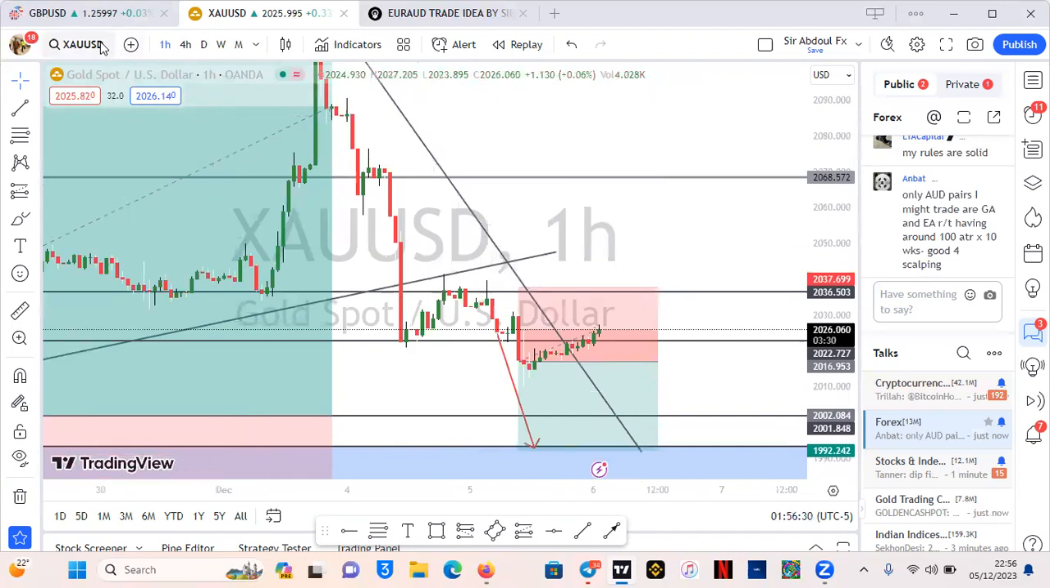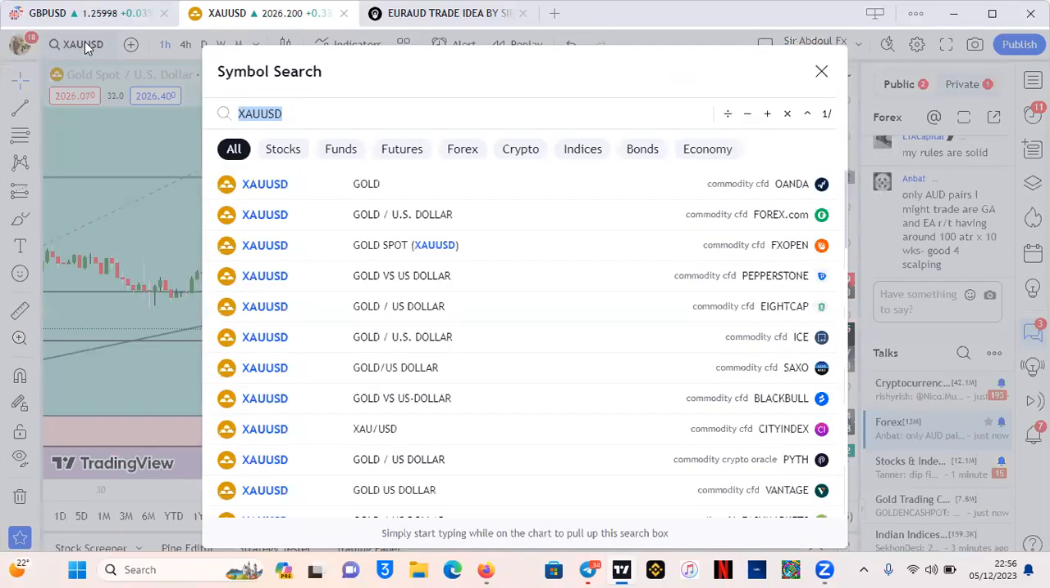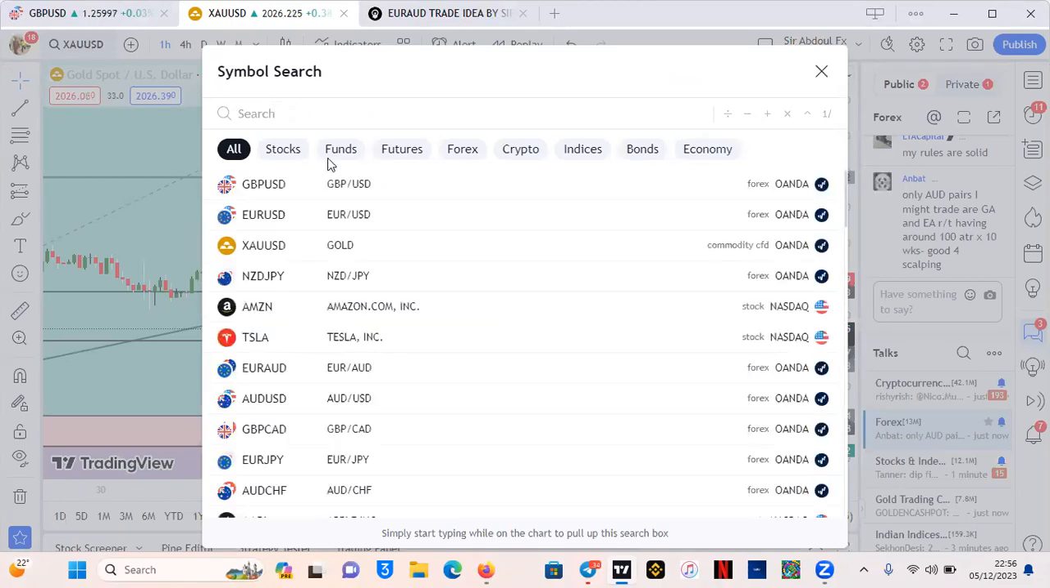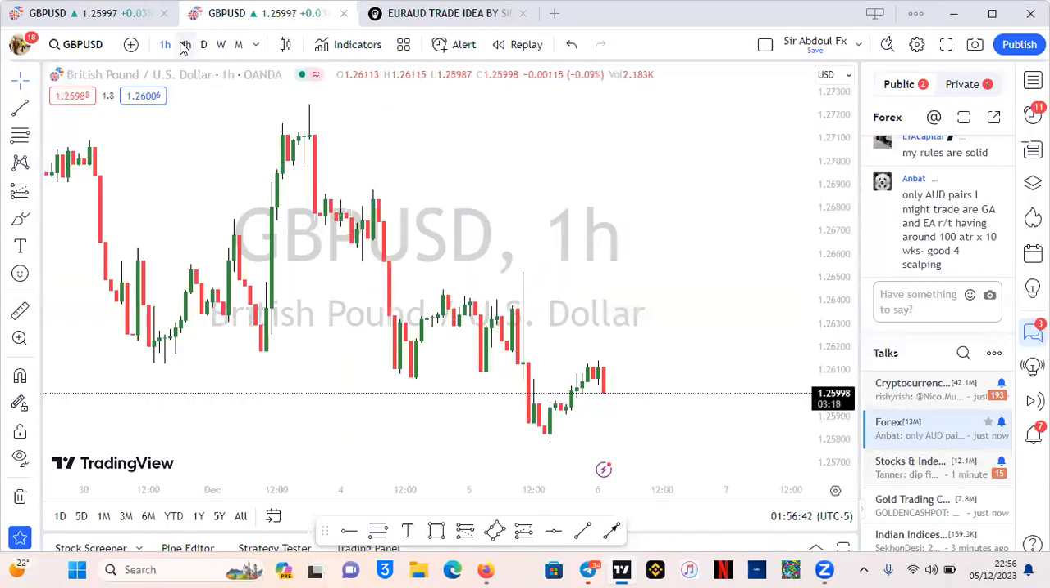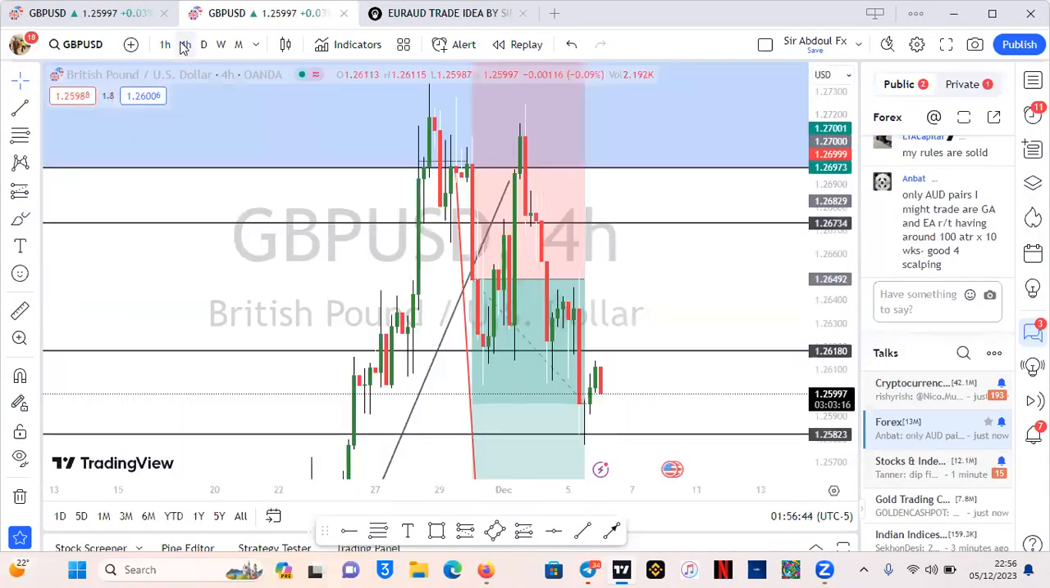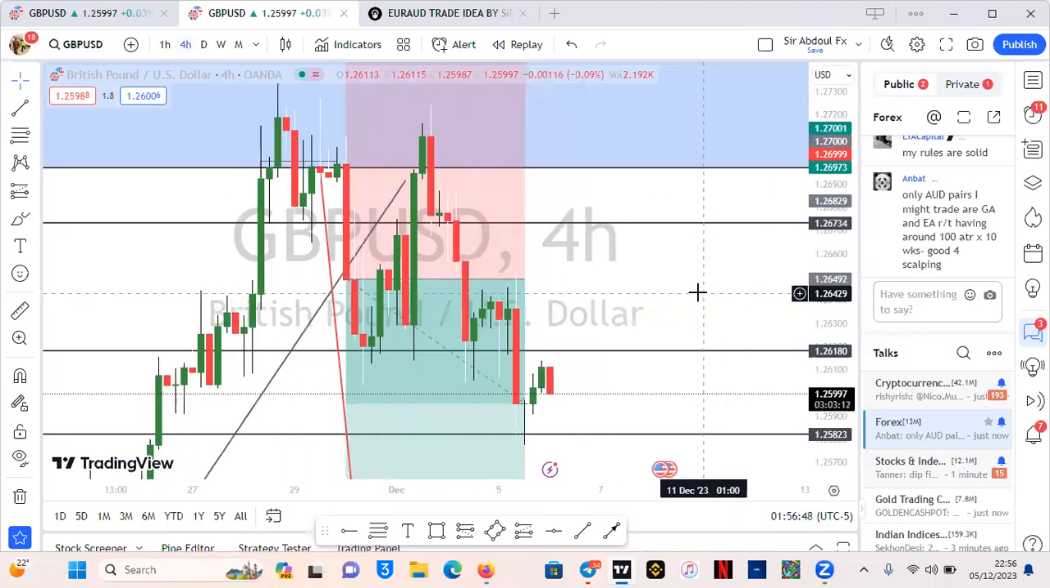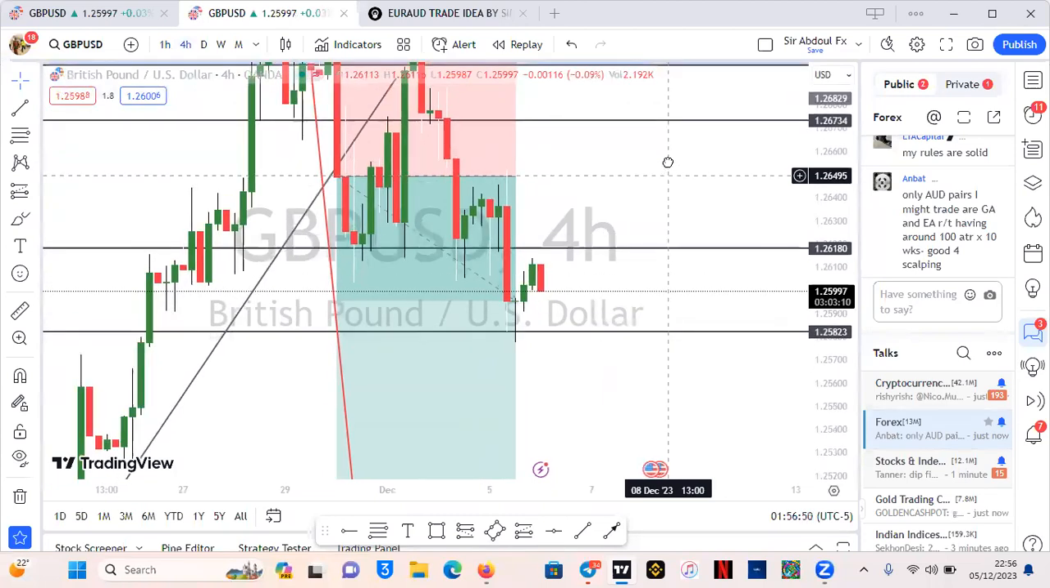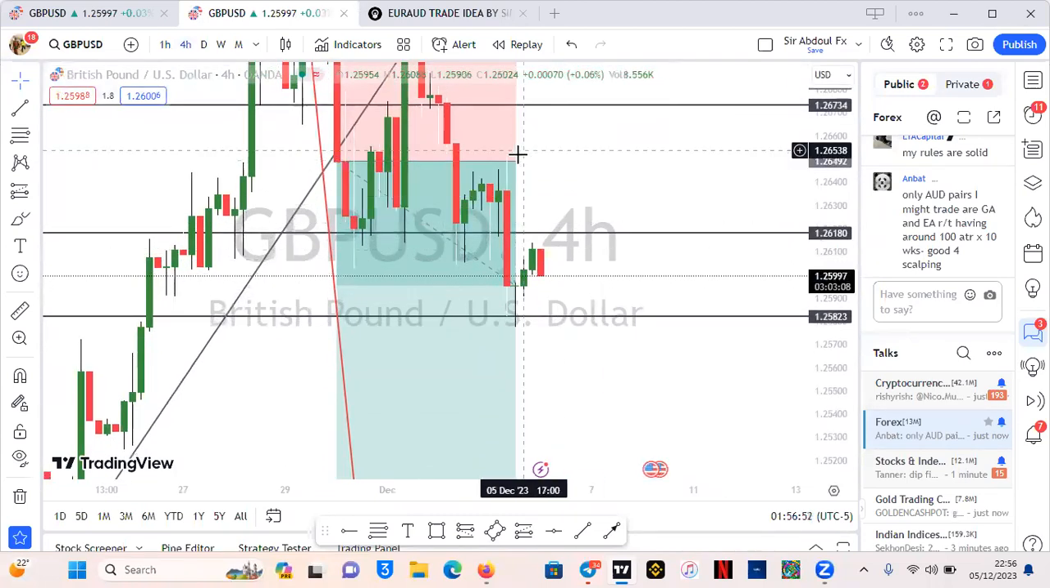Now let's take a look at the GBP. I think I have to take it to page 4. Wow, still going down.